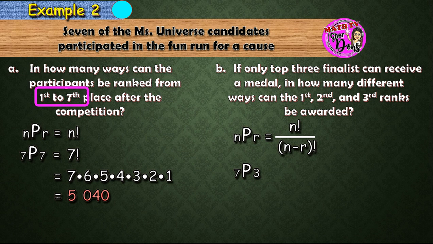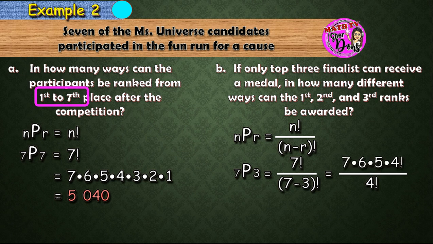Plug in the value, we have 7 factorial over quantity 7 minus 3, that is 4, times 4 factorial. Now, 7 factorial is equal to 7 times 6 times 5 times 4 factorial. We can now cancel 4 factorial. So we have 7 times 6 times 5, which is equal to 210. Therefore, there are 210 different ways we can rank the candidates from first to third place.